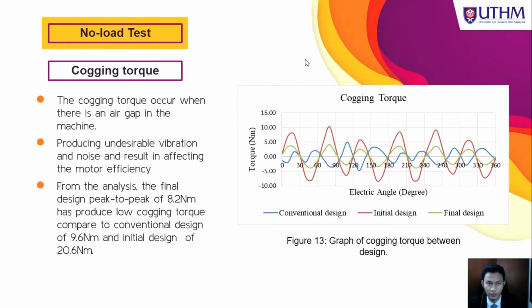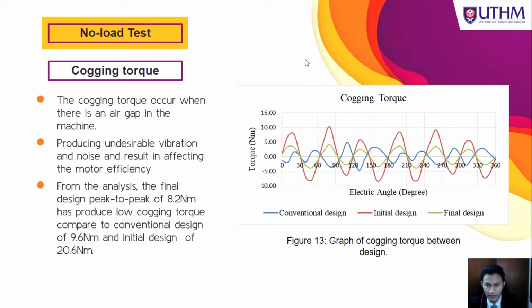Next we move to the result for the no-load test analysis, which is cogging torque. The cogging torque occurs when there is an air gap in the machine between the stator and the rotor. From the cogging torque, we get undesired vibration and noise, and it also affects the motor efficiency.